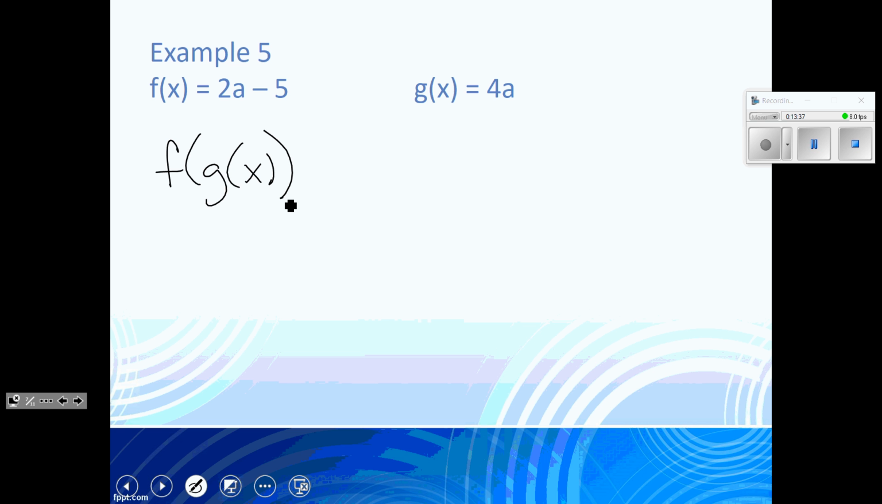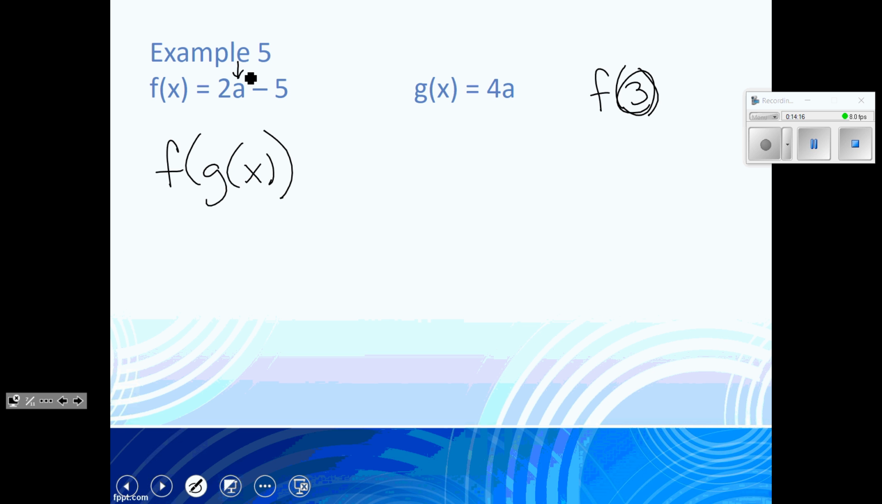Before I begin this, I'm going to tell you, if you will take this one step at a time, you'll be fine with this. But if you look at it all at one time, it's going to get really confusing. So tell me this. If I had f of 3, what would I be plugging in? I would be plugging in 3 into what? Into the f of x function, right? I would plug it in right here into the a.